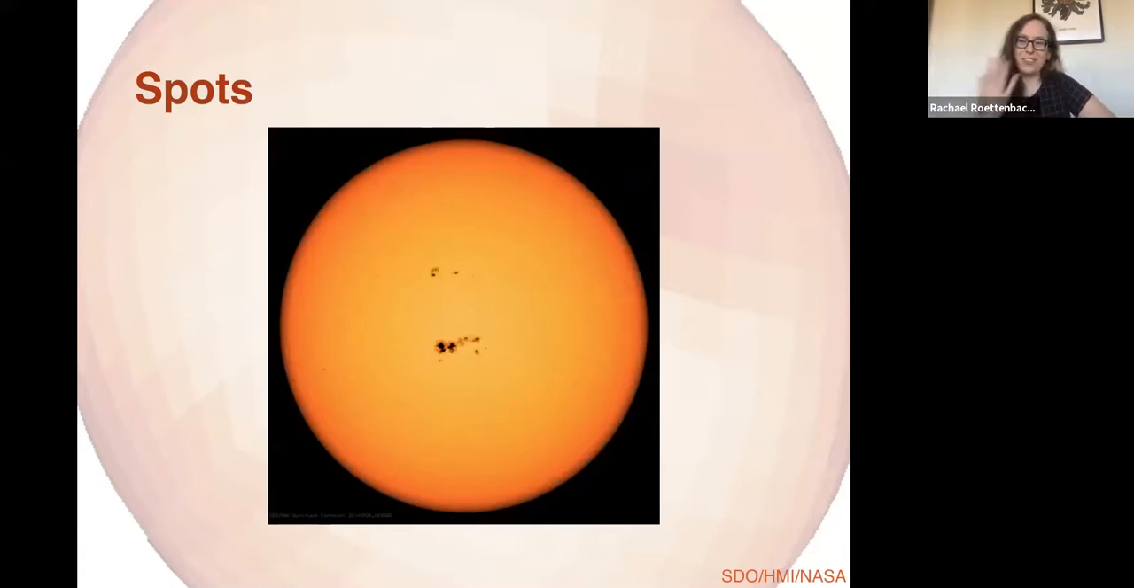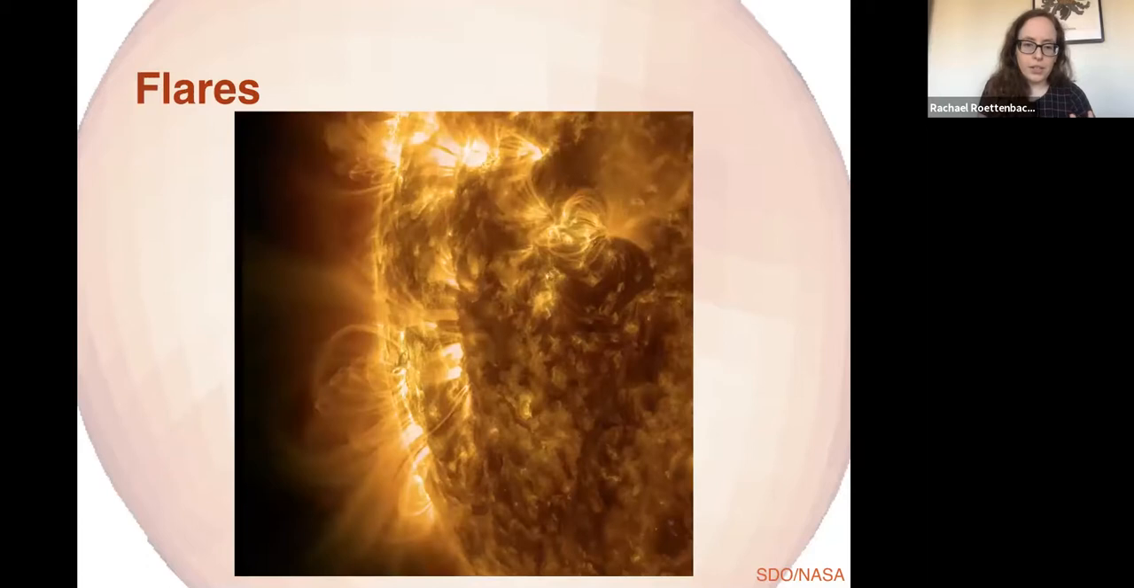And you can see them moving across the surface in the series of images of sunspots, and you can see that they're dark regions against the bright photosphere. Another type of event is a stellar flare.